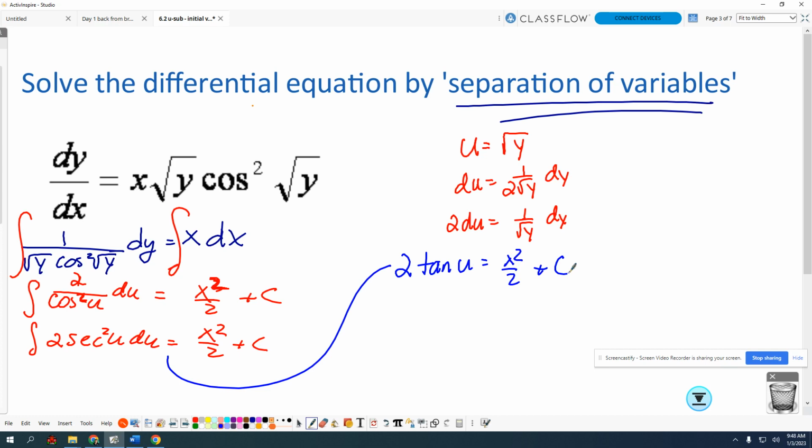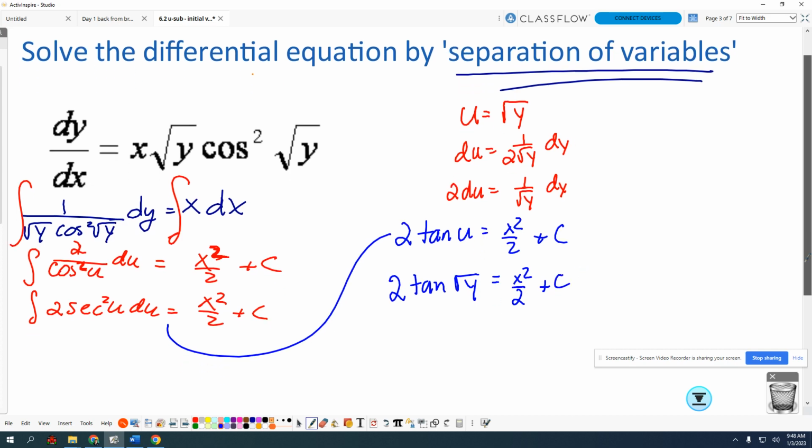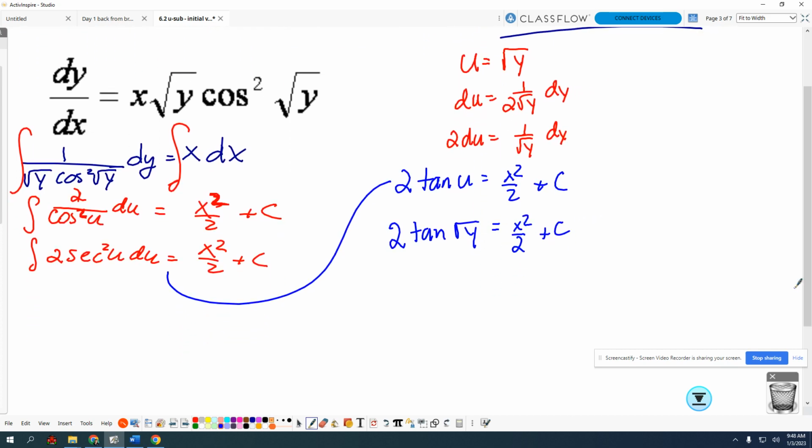All right, now I have x's and u's mixed together. I need to get rid of that u value and put back in what was there. And here's a big concern of mine. You guys are so used to just throwing in x. Please look at what you replaced. This was the square root of y. And when we say find the solution or the general solution, this one's not going to have a specific one because I didn't give you a coordinate. I need to solve for y.